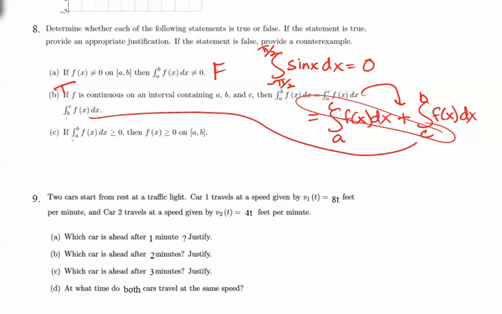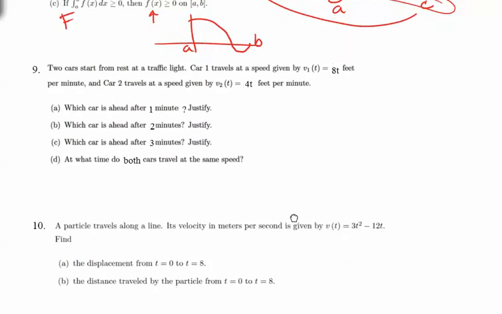And C says if the value of an integral is greater than or equal to 0, then are the y-coordinates over that entire interval greater than or equal to 0? No, it simply means we've got more positive area than negative area. So some of the y-coordinates could be below the axis. So that one could clearly be false, and this would be a good counterexample.